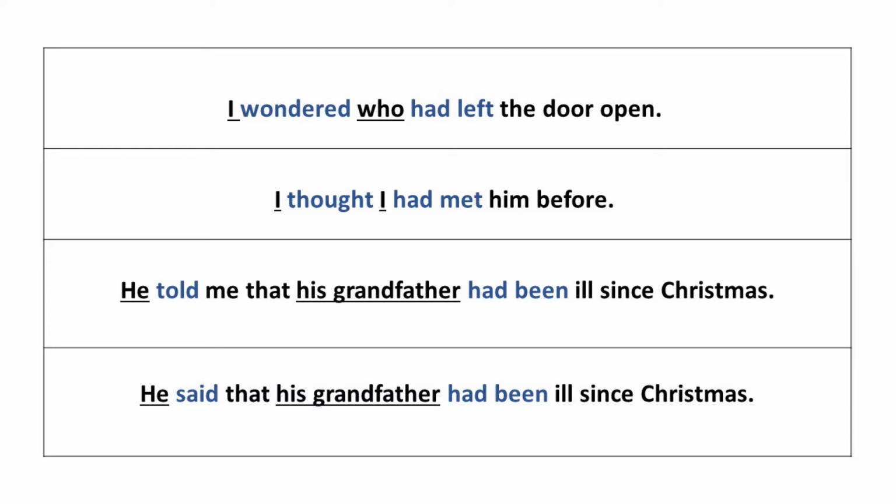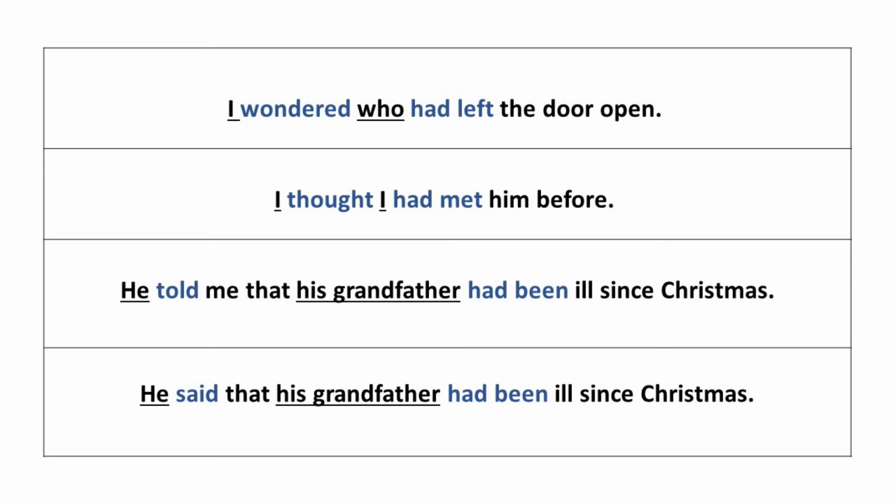Wondered in this sentence is associated with the past form of the verb thinking. Another past verb of thinking is thought. For example, I thought I had met him before. For the past verb of saying, we can use said or told. For example, he told me that his grandfather had been ill since Christmas. Or, he said that his grandfather had been ill since Christmas.